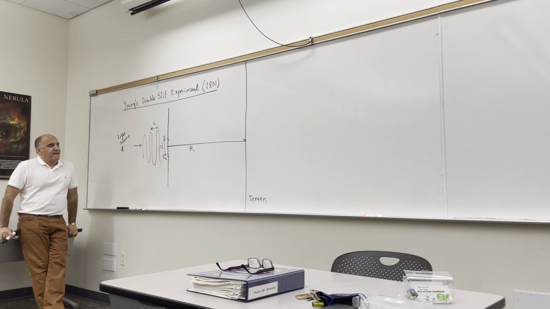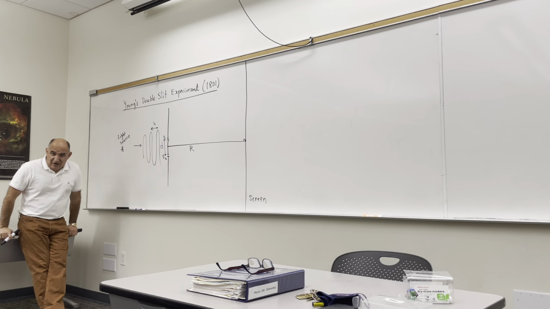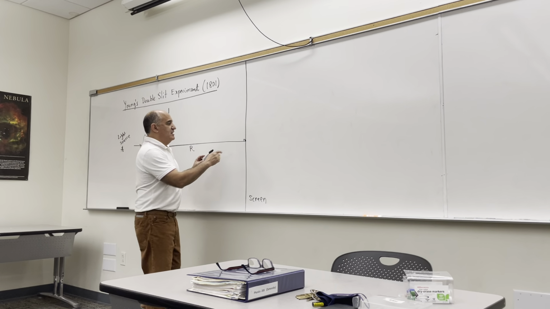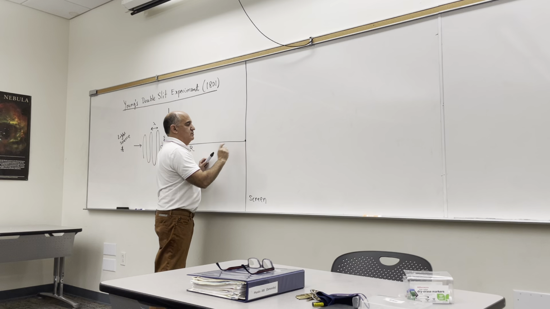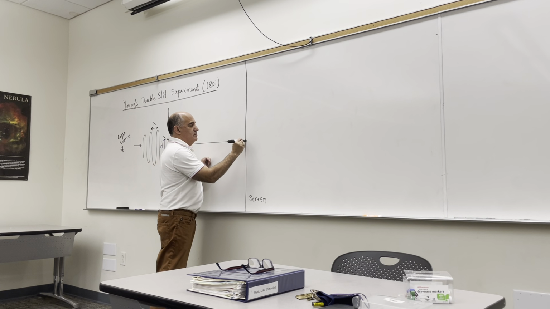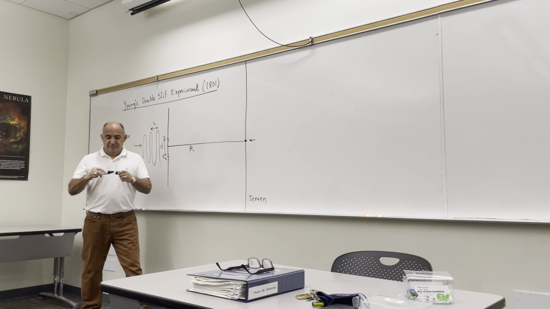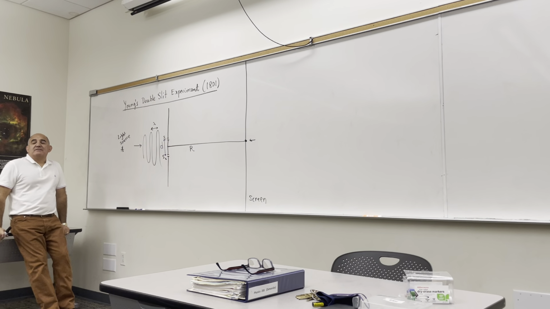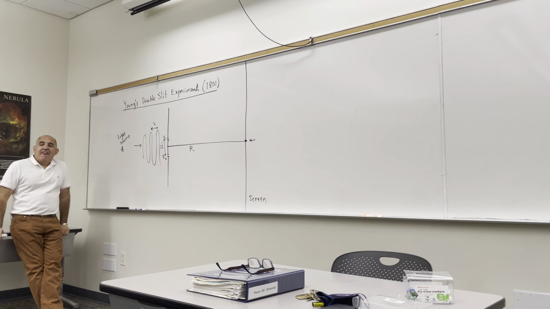So, if the light travels through these two slits, and I look at this point over here, is it bright or dark? Right? Why do you say it's bright? Because from both slits, they have the same path length. Therefore, the path length difference is 0.